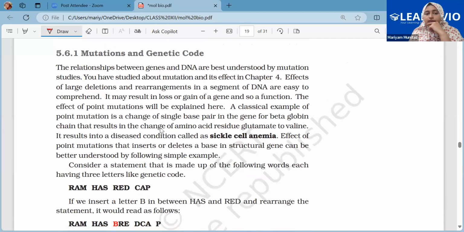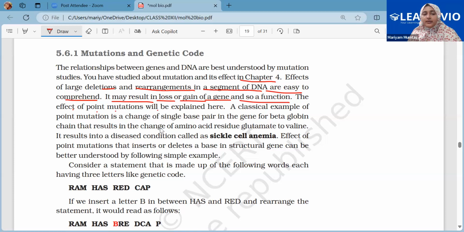Mutations and genetic code. The relationships between genes and DNA are best understood by mutation studies. You have studied about mutation and its effect in chapter 4. Effects of large deletions and rearrangements in a segment of DNA are easy to comprehend. It may result in loss or gain of a gene and so a function. The effect of point mutation will be explained here.